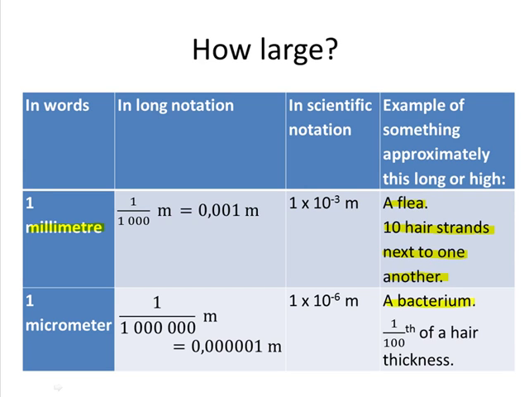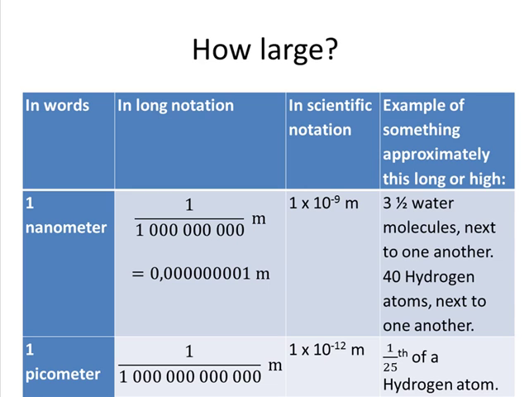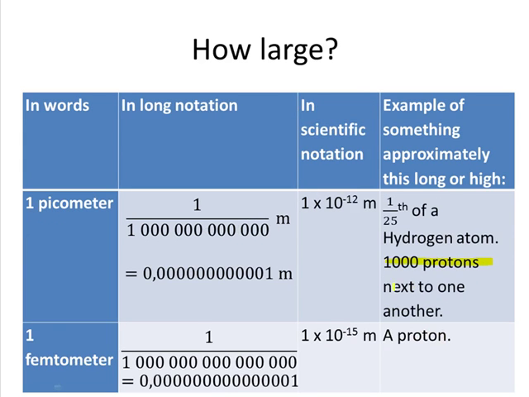A bacterium, which we sometimes call a germ, is a micrometer approximately in width. Also, if you were to take a piece of your hair and cut it into 100 pieces, one of those pieces would be a micrometer. So a micrometer is 1/100th of a hair thickness. A picometer is 1/25th of a hydrogen atom. Another way of understanding a picometer is 1,000 protons next to one another. A femtometer, that's 10 to the power minus 15 meters, is as wide as a proton.